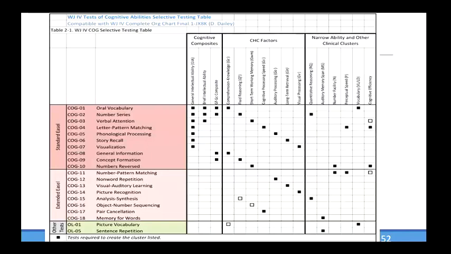Okay, so we can see here some of the CHC factors and the ones that are measured. Across the board, all of these tests pretty much measure most of the ones that we would be interested in.